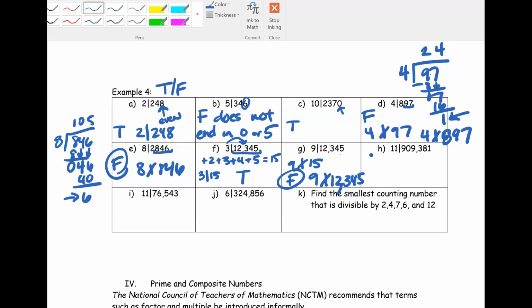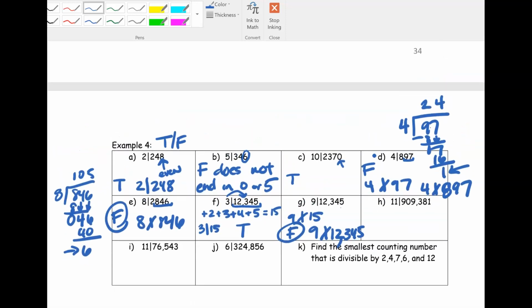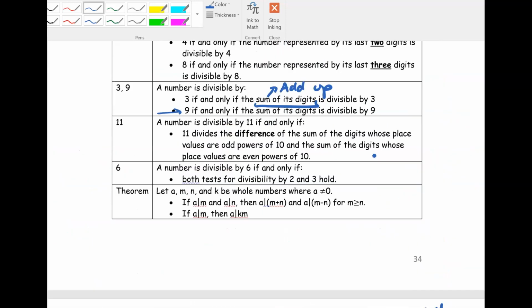So the most complicated one is 11. The rule for 11, you can read it if you'd like. It's a little bit confusing in words, but I'll show you how to do it, and hopefully that'll clear things up. So basically, a number is divisible by 11 if it divides the difference, so difference is subtraction, of the sum of the digits whose place values are odd powers of 10 and the sum of the digits whose place values are even powers of 10.